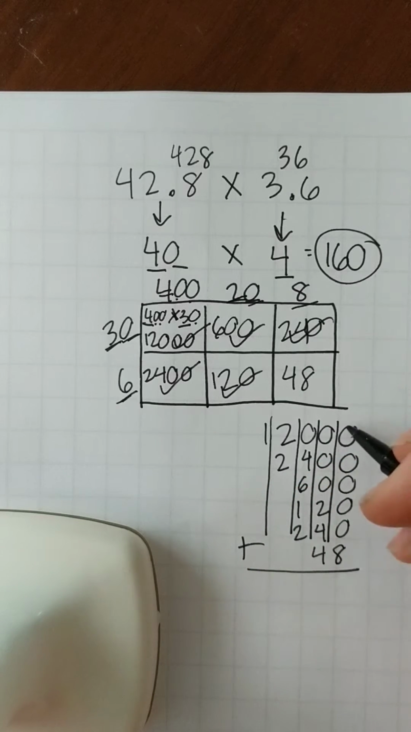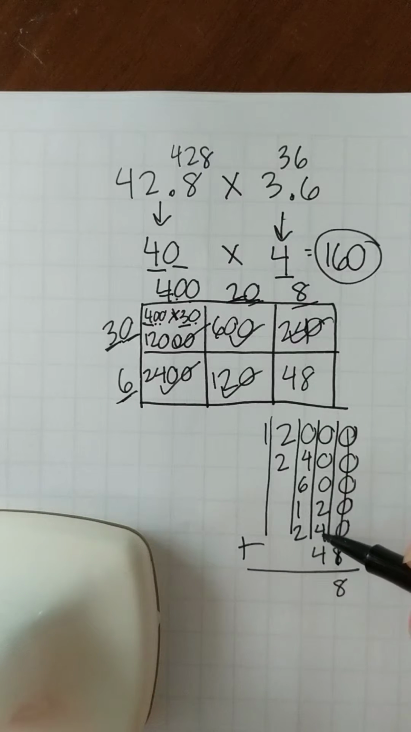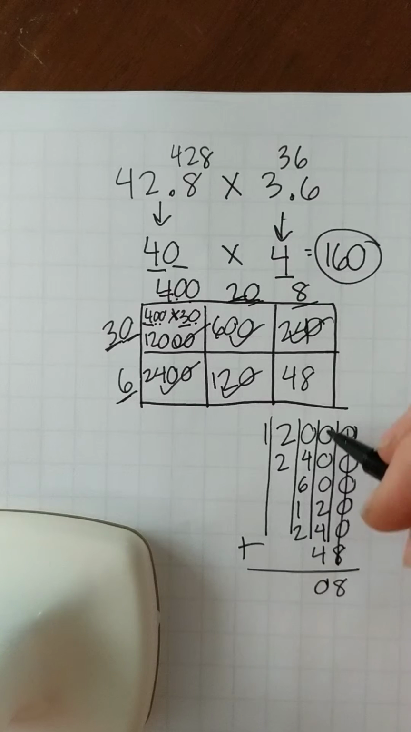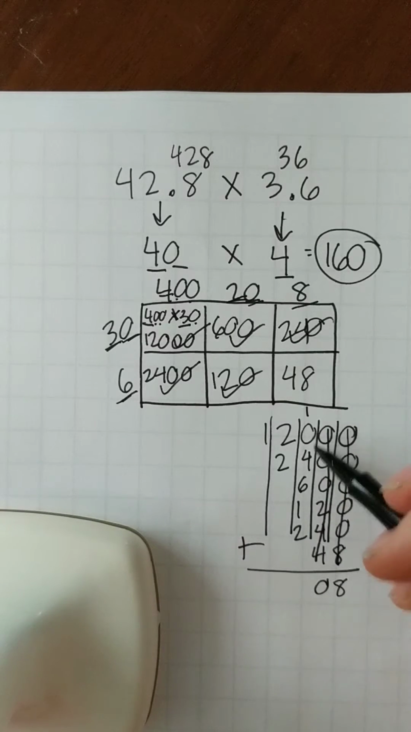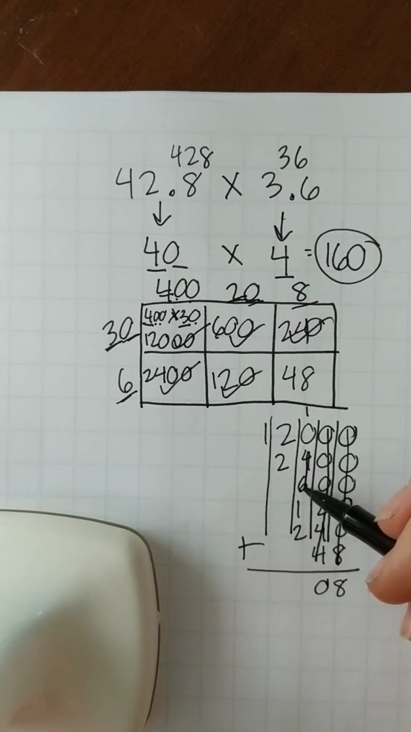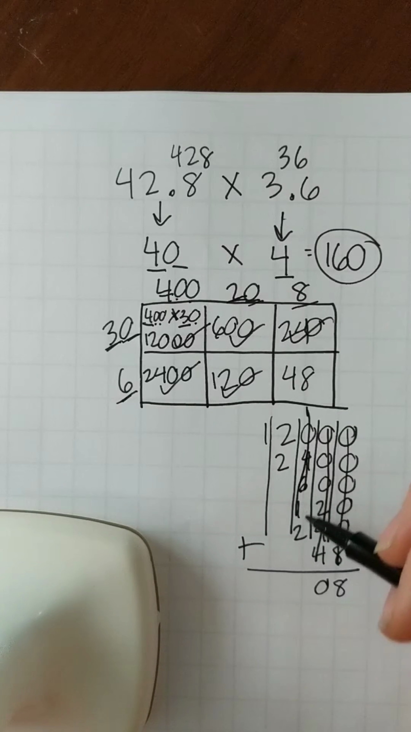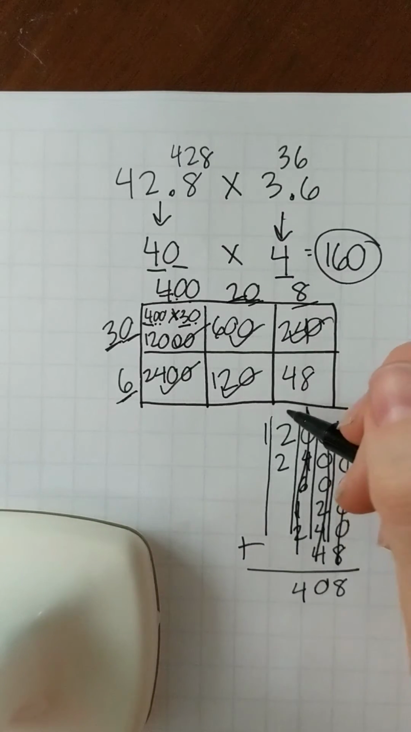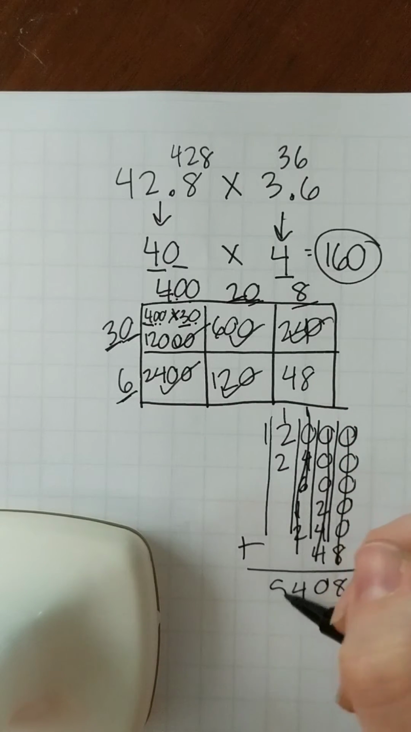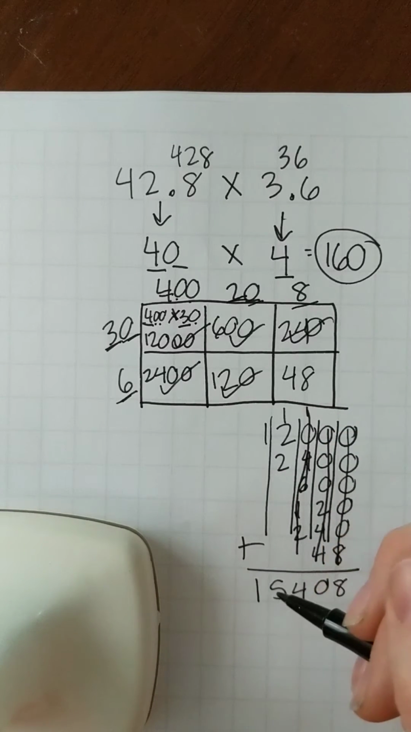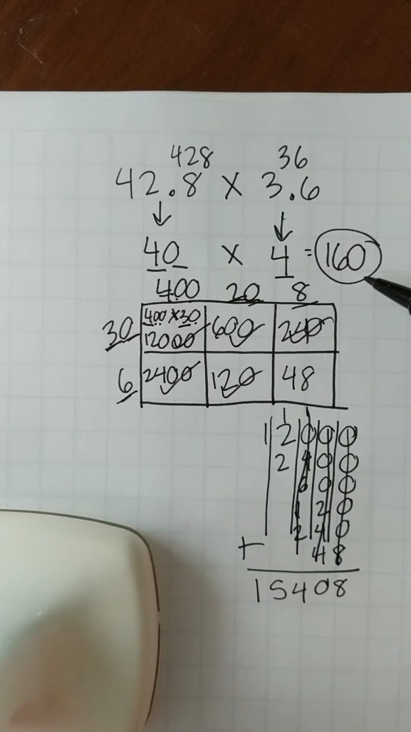So all of these numbers equal 8. I've got a 2 and a 4, which equals 6, plus 4 is 10. 4 and 6 is 10, plus 1 is 11, 12, 13, and 14. 1 and 2 and 2 is 5, and then 1 is 6. So here's the answer that I ended up with, 15,408. I need to place my decimal in a place that will make it as close to 160 as possible.